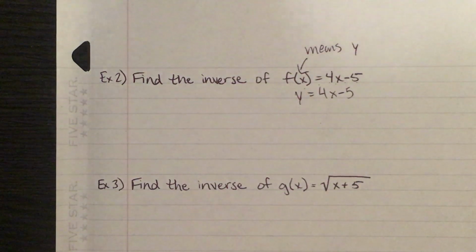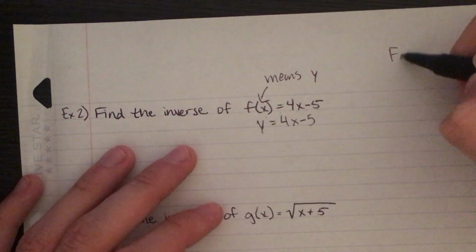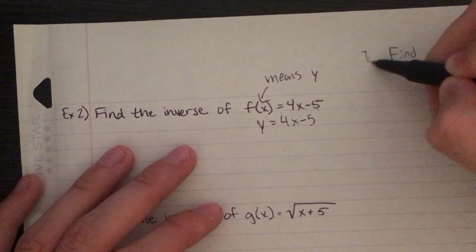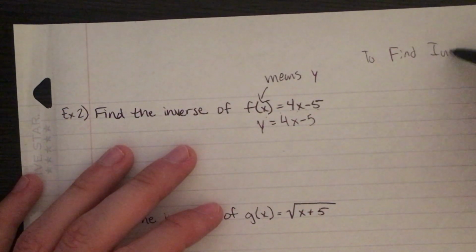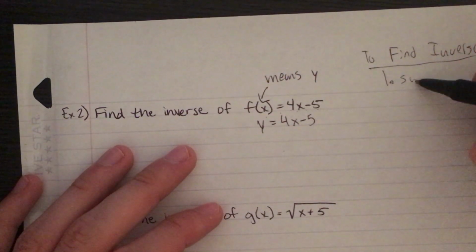And so when you're finding an inverse, really there's two steps involved. To find an inverse here, what we're going to first do is switch x and y.